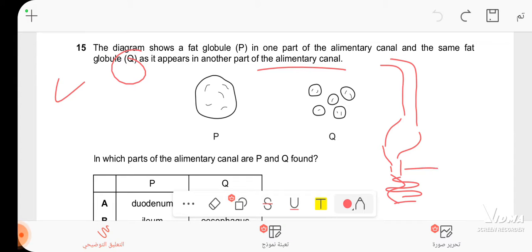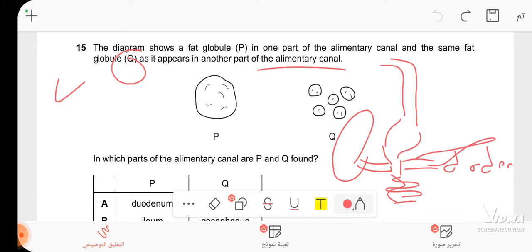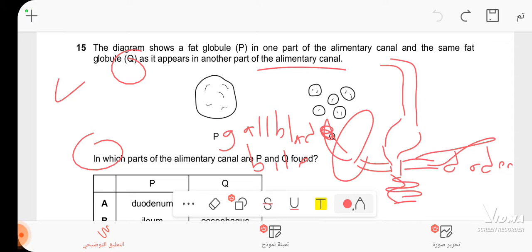So duodenum. At the duodenum here there is the pancreas, and there is the liver, and there is the gallbladder, which excretes bile. So in which part of the alimentary canal are P and Q?